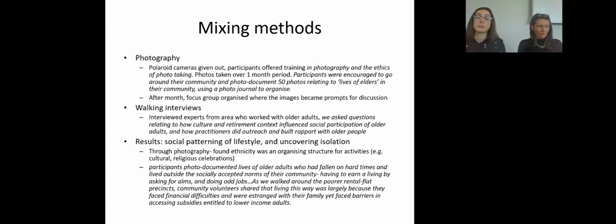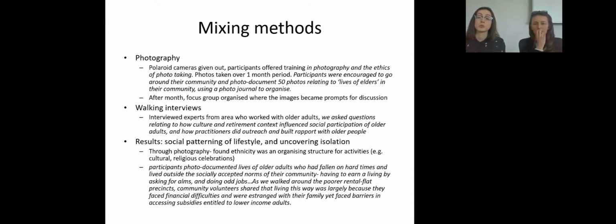Participants were given a 1-month period to take the photographs, and in this month they were encouraged to go around their community and photo document 50 photographs relating to the lives of elders in their community. They were also given a photo journal to organise their images, maybe with captions underneath each one, so when they come back after the month, they're able to reflect on what the image was and the reasons behind the photograph being taken.